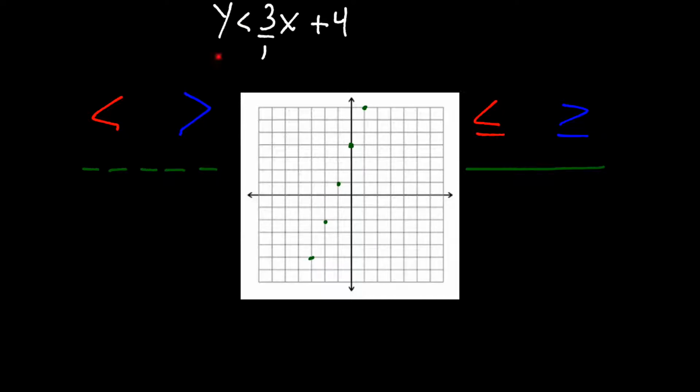But remember, we have to remember, do we have a less than or greater than, or do we have a less than or equal to or a greater than or equal to? In this case, we have less than, so I'm going to have a dashed line. So I'll just make little dashes between my dots. It doesn't look the greatest because I'm not using a straight edge, but there we go. So we have our line now. But we're not done.